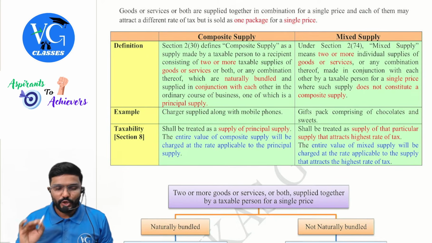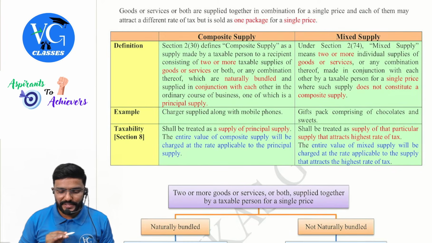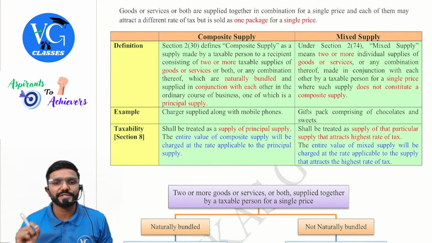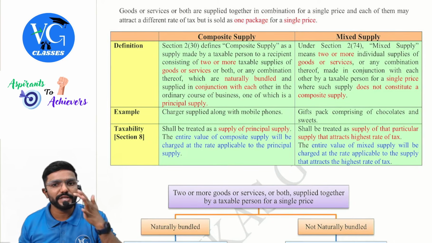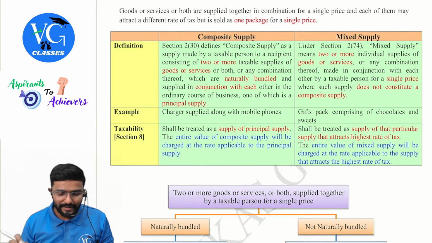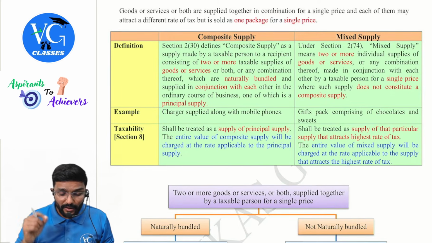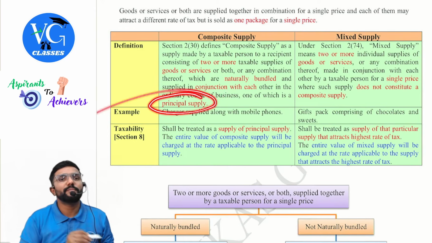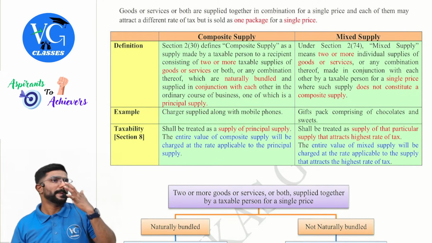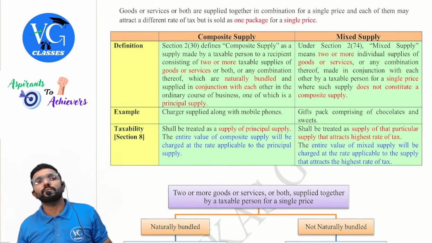Composite supply. Section 2 clause 30 defines composite supply as a supply made by a taxable person to a recipient consisting of two or more taxable supplies of goods or services or both, or any combination thereof, which are naturally bundled, keyword, and supplied in conjunction with each other, means together, in the ordinary course of business, one of which is a principal supply. What is principal supply, guys? The one having a predominant position. Example, a charger supplied along with a mobile phone.